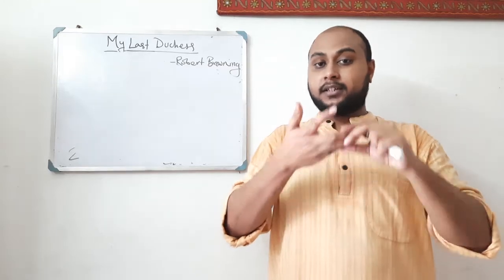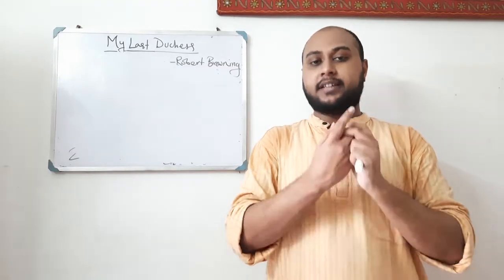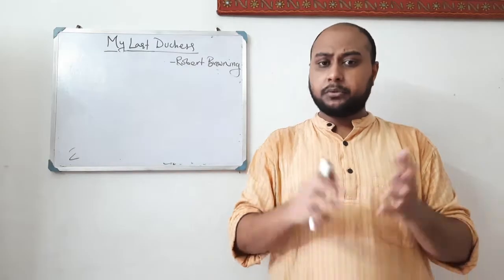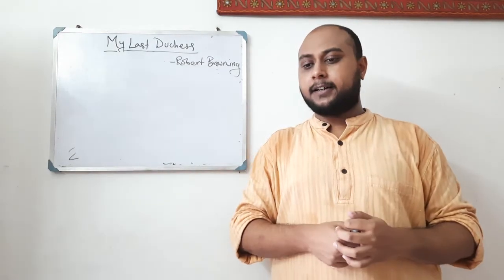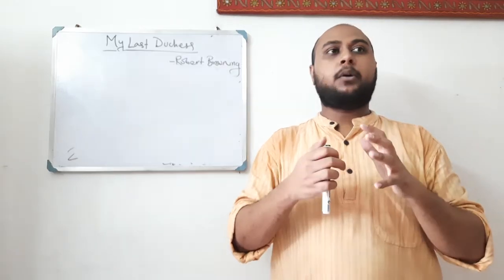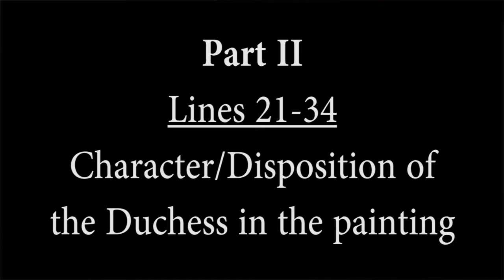Now we are going to discuss in this video the last three parts of the poem, which constitute the other half. The second part of the poem is about the Duchess, the character of the Duchess. What was it in the Duchess that the Duke disliked, or that caused the Duchess to become the last Duchess?